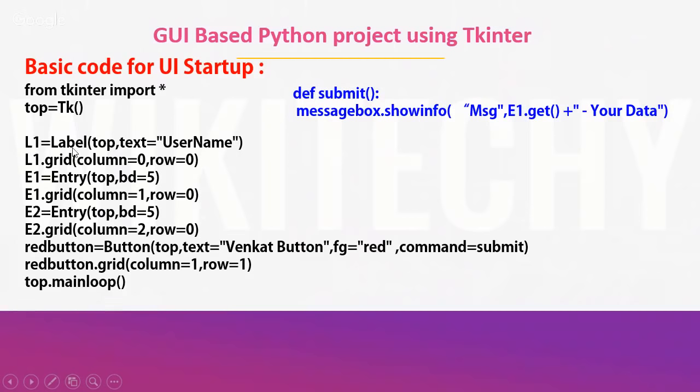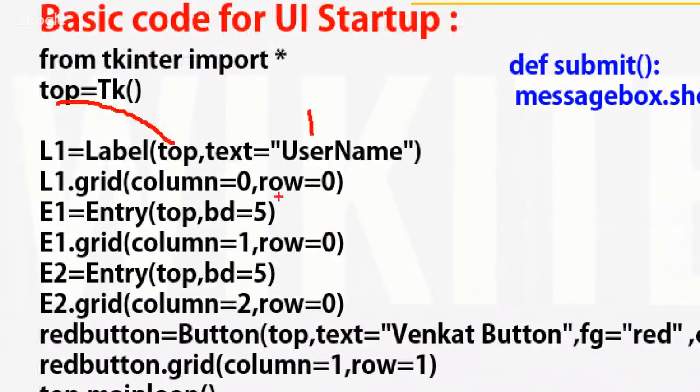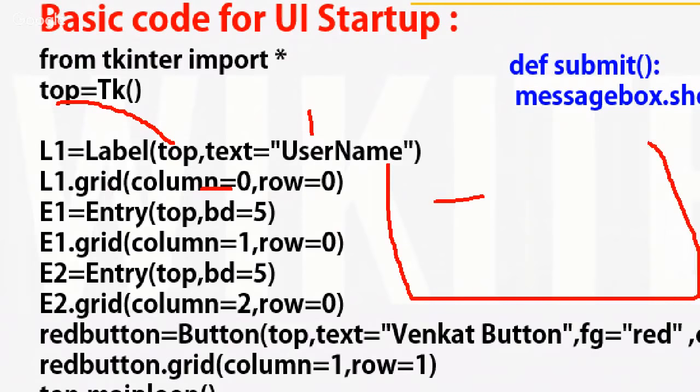I want a label which I need to place in this particular class top. Okay, the text should be username. Show it as username, and it should be placed in the grid 0 comma 0. So my grid is ready. I got my grid, and in that I got a 0 comma 0, and I got my E1 entry which is placed in the top with a border 5, and it is in 1 comma 0. So 0 comma 1, and I need another text box with a border 5 which is placed in the top, and it's a 0 comma 2. So I got this one.